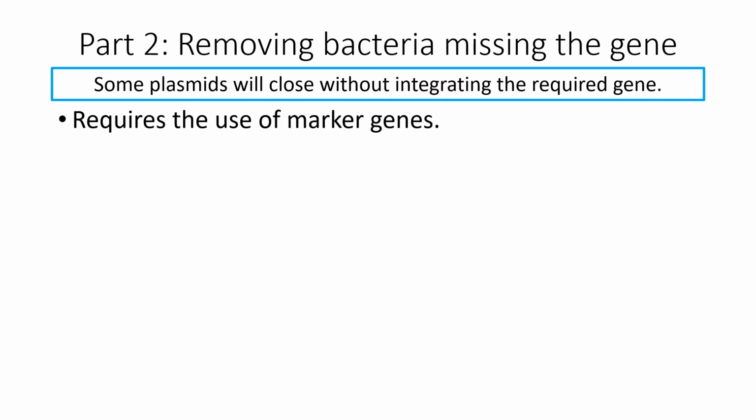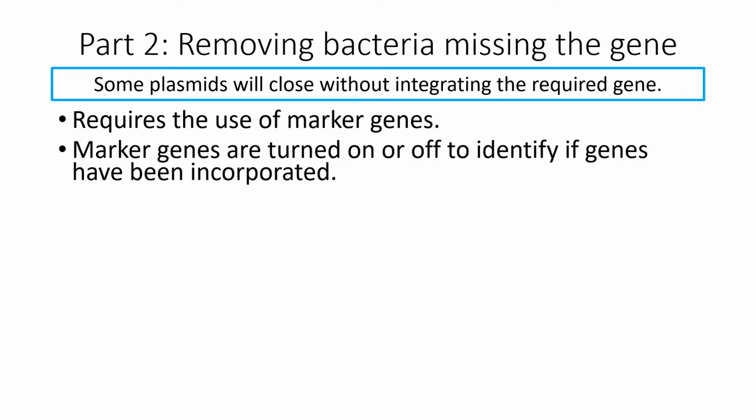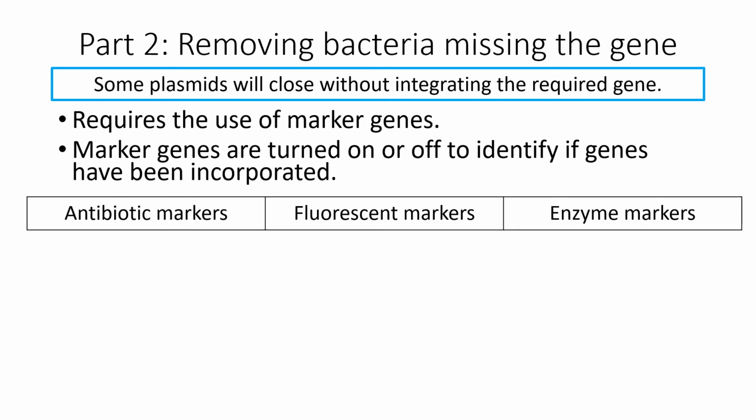So the second part of this involves that now that we've identified all of the organisms that contain a plasmid, we now have to identify which of the ones with the plasmid also have the gene that we've inserted. And what we do is we use the marker genes, and in this particular case we're going to be looking at an antibiotic marker gene to identify which has been affected by the inserted gene.